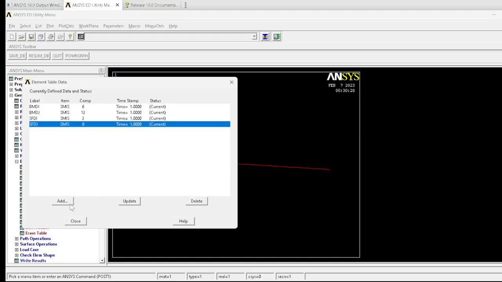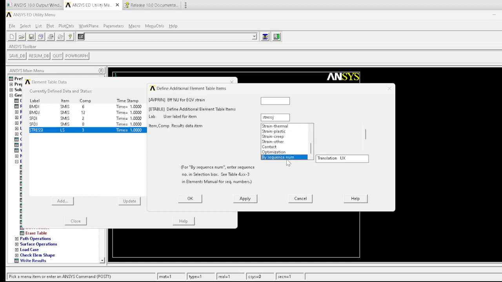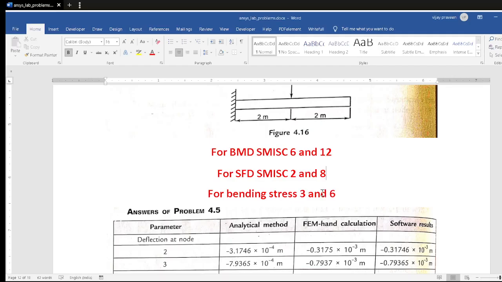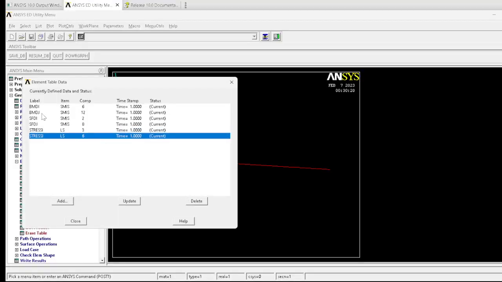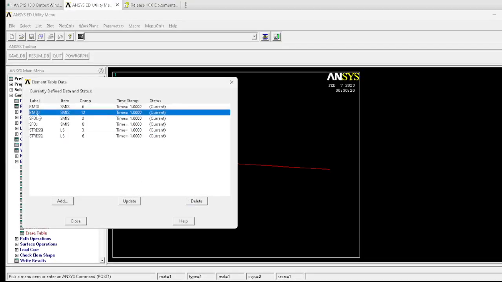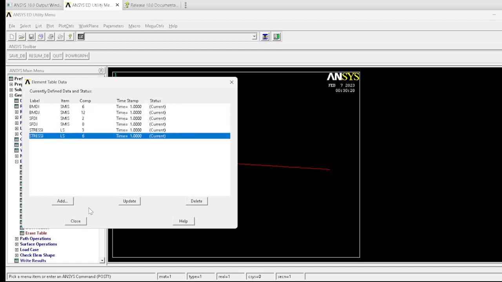I'm going to delete this. Okay, I'll have to add one thing. So stress for I node we need to give LS 3, apply. And for stress for J node in sequence LS comma, one more number, we need to give 6. So therefore you can see there are 3 tables. BMD, these are 2 combinations 6 comma 12, SFD diagram 2 comma 8, and 3 comma 6 for stress.